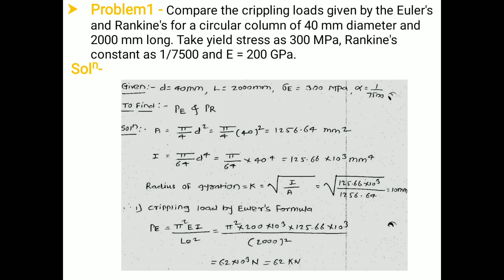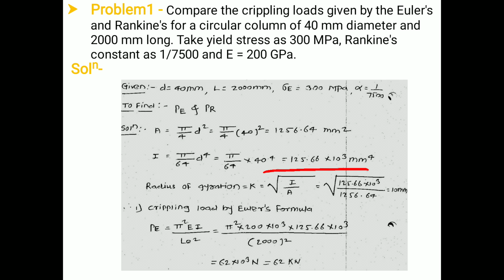First of all we will find the value of area. Area is given by pi by 4 into d square. On putting the value of diameter equal to 40, we have the area as 1256.64 mm square. In the same manner, we consider the moment of inertia. As it is a circular cross section, Ixx and Iyy will be the same, and it is given by pi by 64 d raised to 4. Therefore the moment of inertia is 125.66 into 10 raised to 3 mm raised to 4.